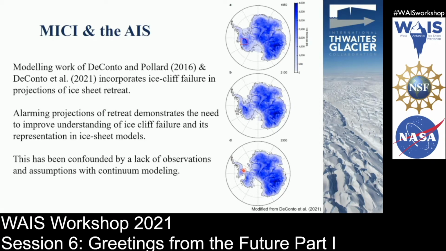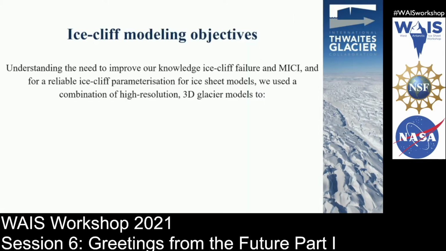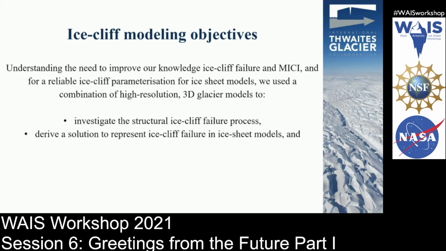And this so far has been challenged by a lack of observations and the assumptions that we need to make regarding stress thresholds when we rely solely on continuum modeling. With these needs and challenges in mind, our project employed a suite of high-resolution 3D glacier models with three aims. We wanted to investigate the process itself. We wanted to derive a solution to represent this process in ice sheet models. And we wanted to assess what factors and processes could potentially counter retreat via marine ice cliff instability.